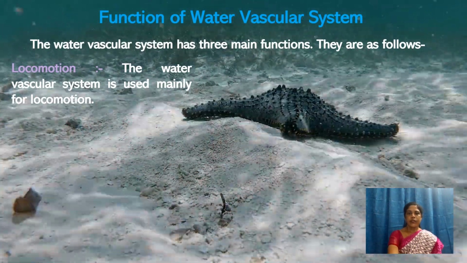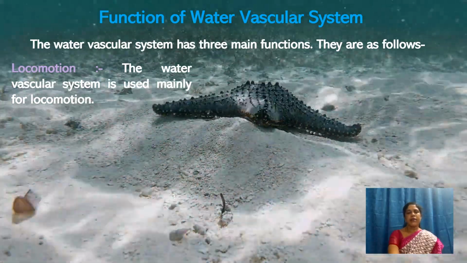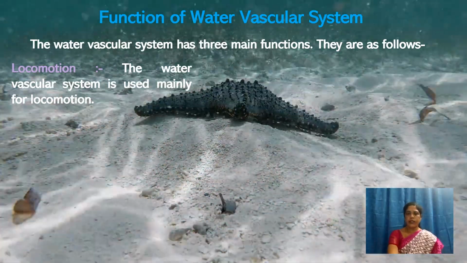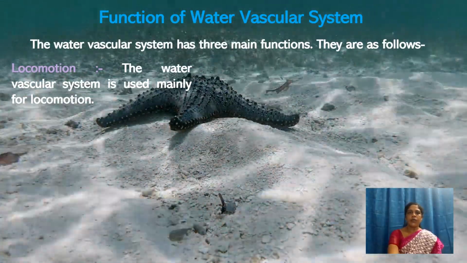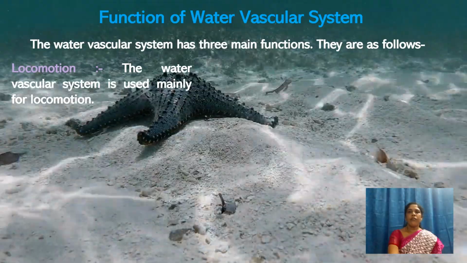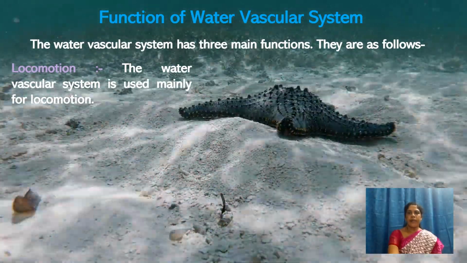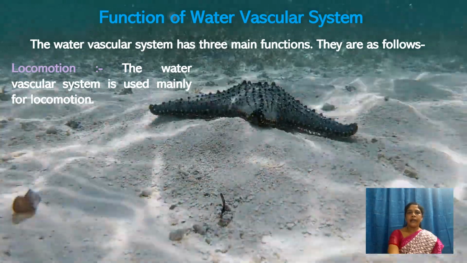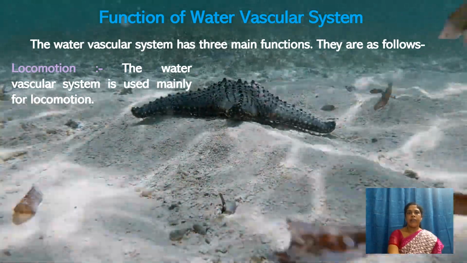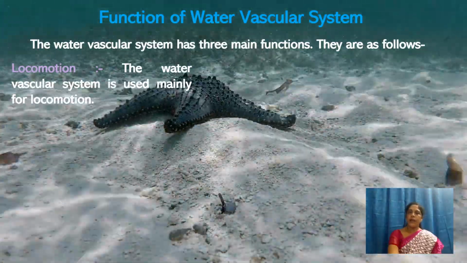Let's see the functions of the water vascular system. The water vascular system in echinoderms has three main functions. The water vascular system is used mainly for locomotion. The inner wall of the vascular canals is provided with cilia. The beating of the cilia causes the seawater to enter through the madreporite. Finally, the seawater reaches the tube feet and their ampullae.